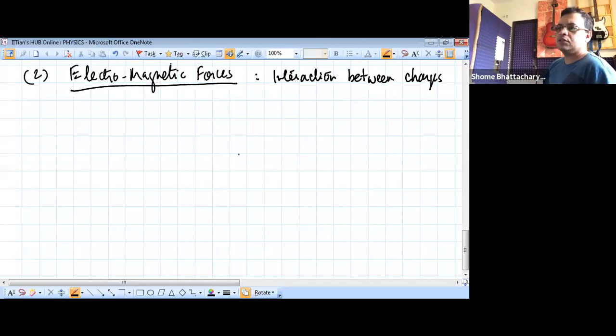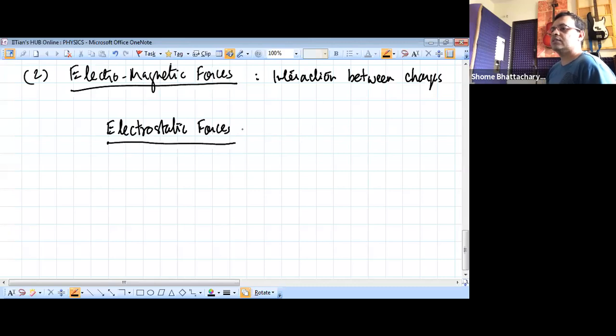Now coming back to electromagnetic forces, the first category is what we call electrostatic force, which is something we'll study in a lot of detail in the first chapter of class 12, electrostatics. As the name suggests, static means rest. So this is the interaction between charged particles at rest, or in a static state. They interact with each other with a type of interaction called electrostatic interaction or electrostatic force.